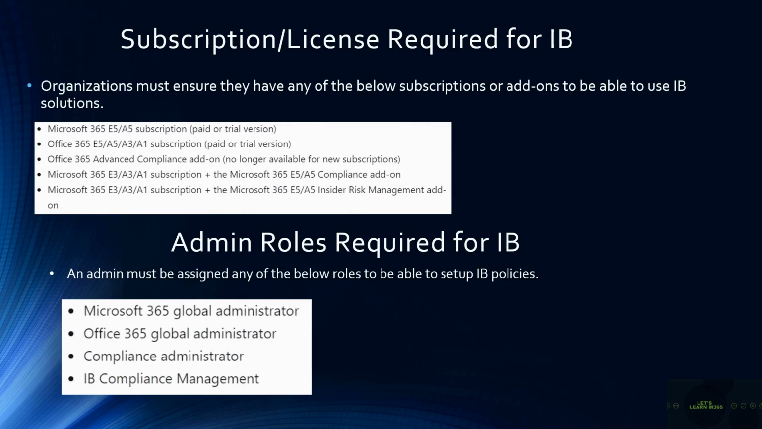Let us now discuss the subscription or license requirements for information barriers. A user must have any of these subscriptions, and only then will the information barrier policy work for them. Okay, so this is a mandatory requirement. Now let's discuss the admin roles required for managing information barriers policy. An admin must be assigned any of the below roles to be able to create and manage information barriers policy. All right, moving on.